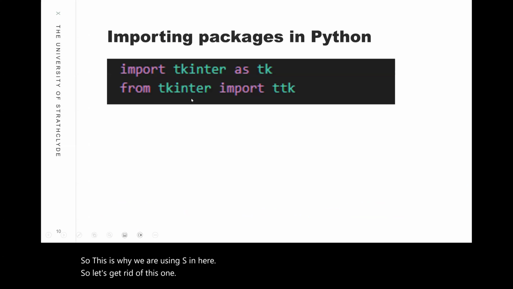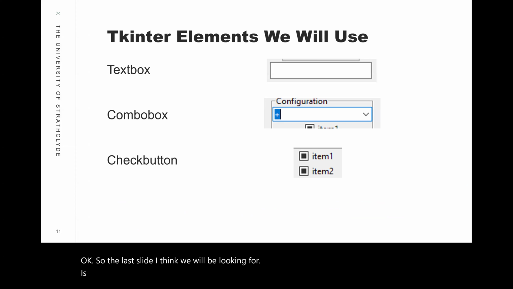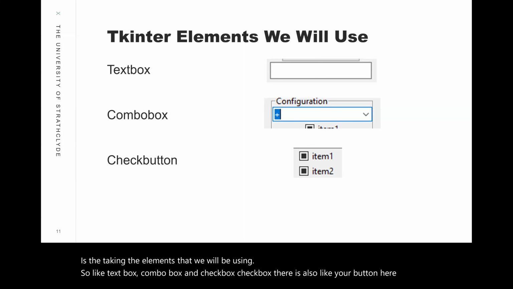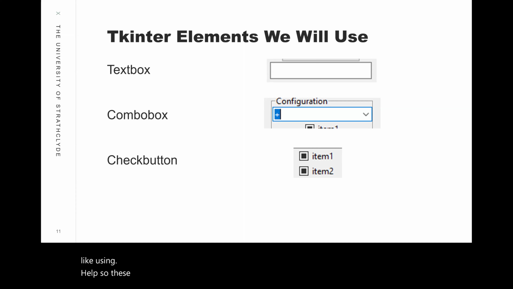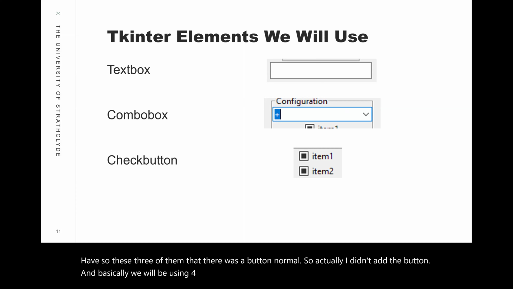Okay. The last slide we will be looking at is the tkinter elements that we'll be using: text box, combo box, and check buttons. There is also a button here. These are some of the elements that basically all of the applications or windows you will be using have. I didn't add the button to the slide, but basically we will be using four of them, including the button.